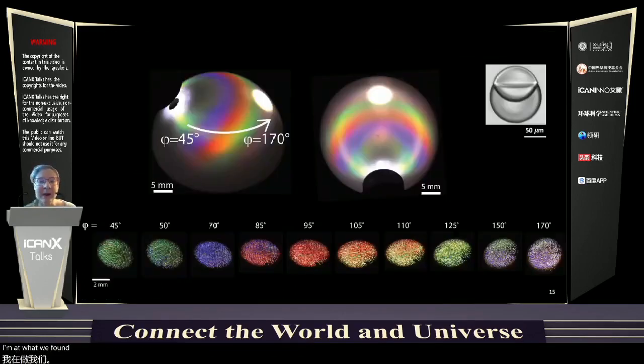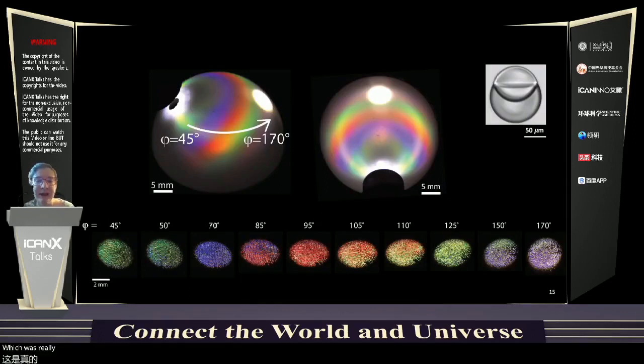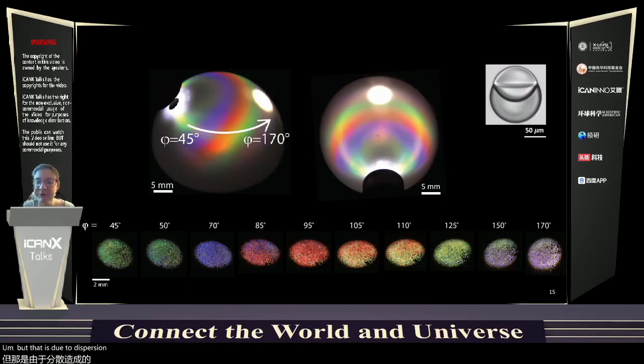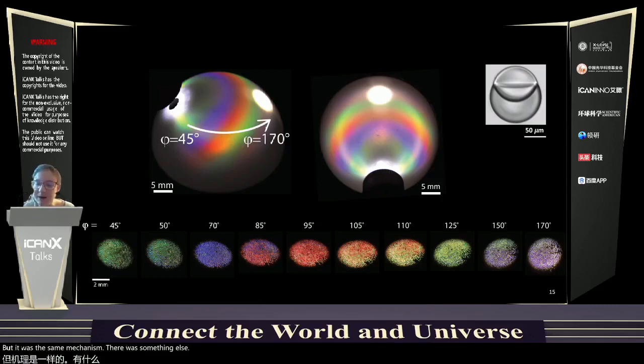And what we found by looking at this was that we had quite large angular separation between the various colors here. We have tens of degrees separation between the red, green, blue, etc., which was really interesting because when you think about, for instance, how an atmospheric rainbow works, this is one thing we were wondering, could this just be the same effect as an atmospheric rainbow? But that is due to dispersion and refraction, and you only get a couple degrees angular separation between the colors in that rainbow, whereas here we're having tens of degrees separation. So we didn't think that it was the same mechanism. There was something else going on here.